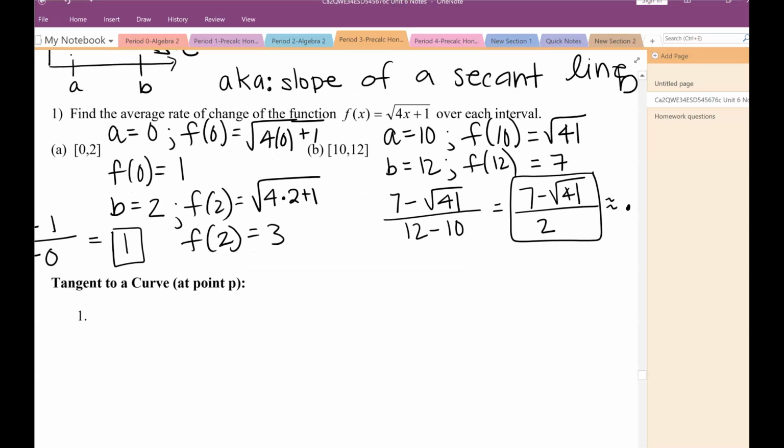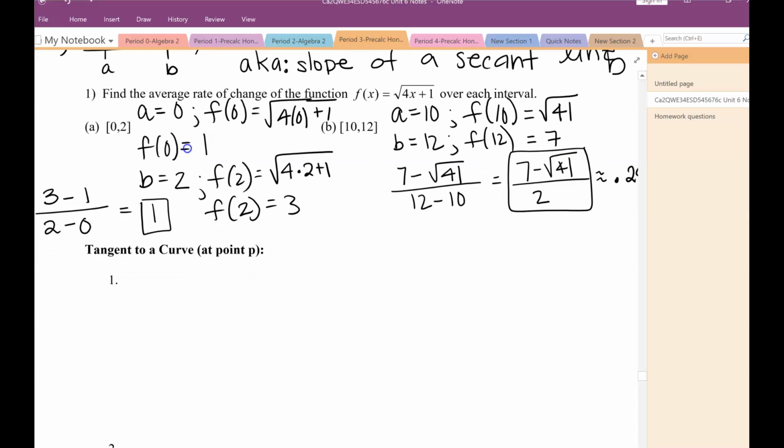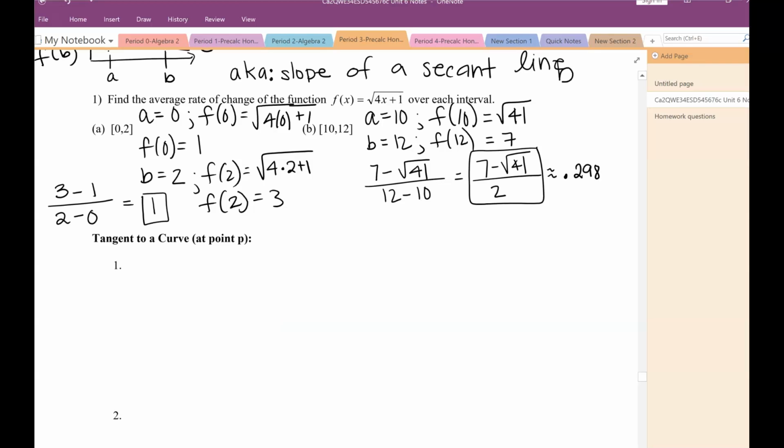So on this curve, from 0 all the way to 2 has an average rate of change of 1, which is an average slope of 1. From 10 all the way to 12, it has an average slope of 0.29, about a third. Why are they different? I thought slopes are supposed to be the same. Because it's not a linear graph. So when it's not a linear graph, would you agree that the rate is different at each location? Which one's steeper?